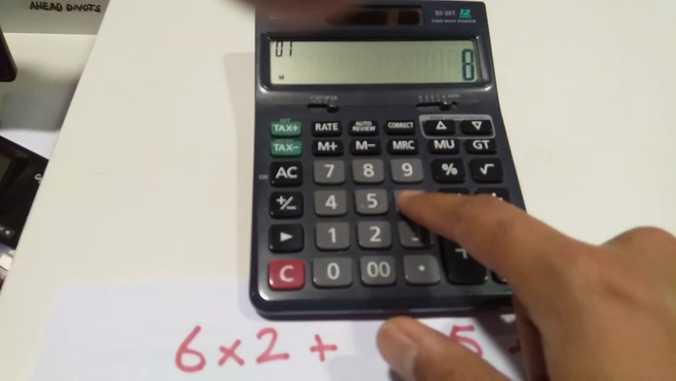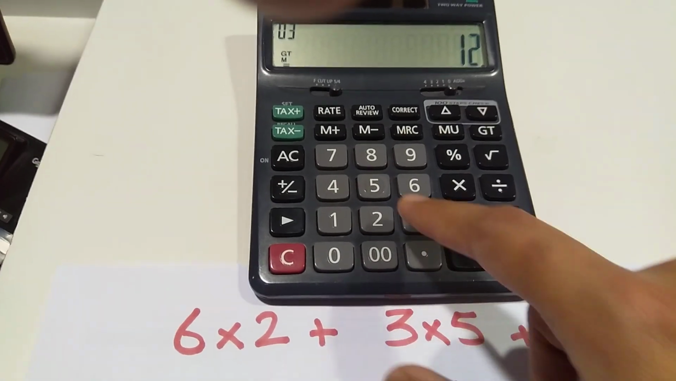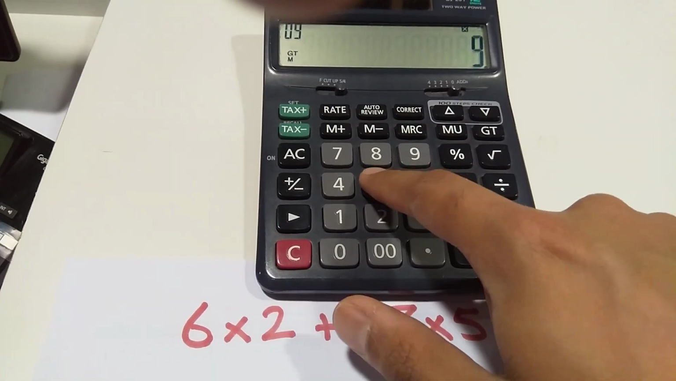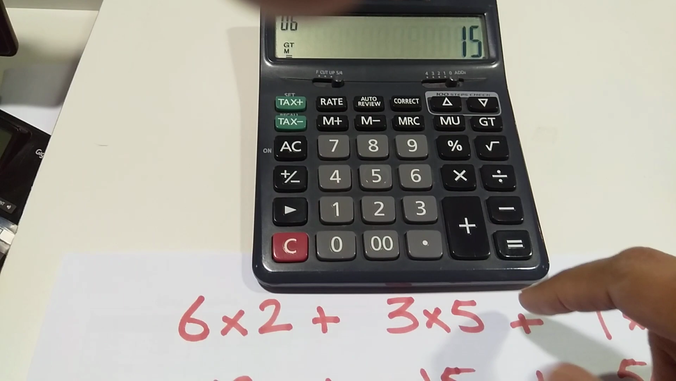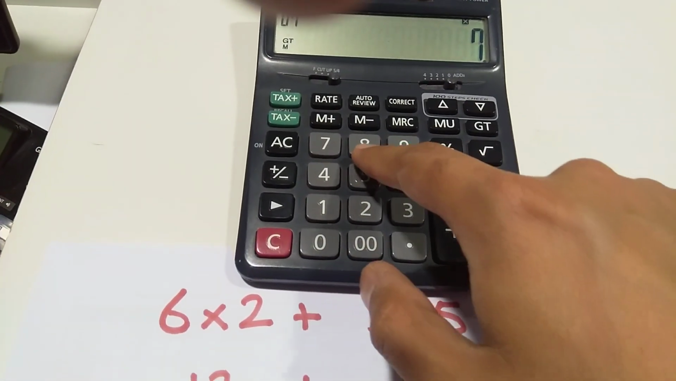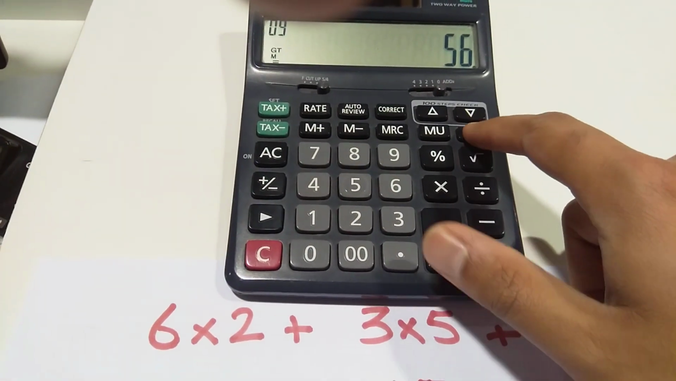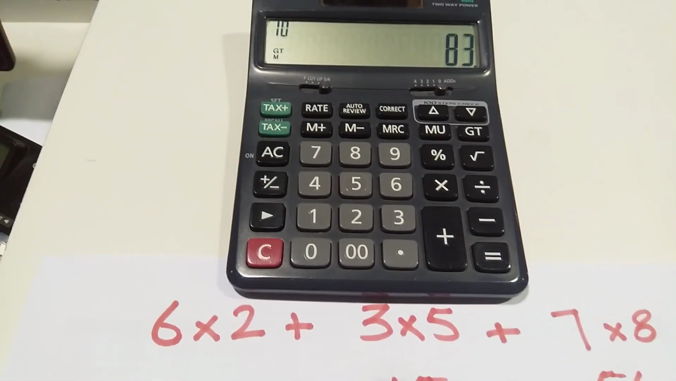For example, 6 multiplied by 2 equal 12. Then next, 3 multiplied by 5 equal 15. Then I'm going to do 7 multiplied by 8 equal 56. Then I'm going to press the GT button. So guys, here is your answer.